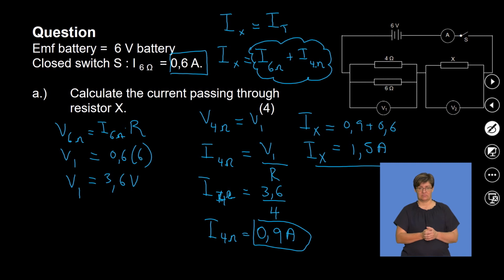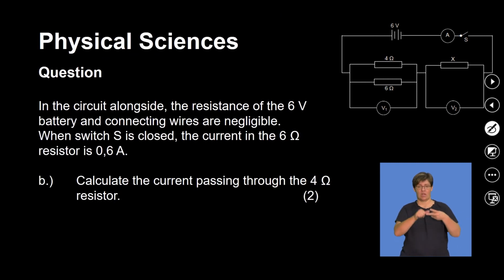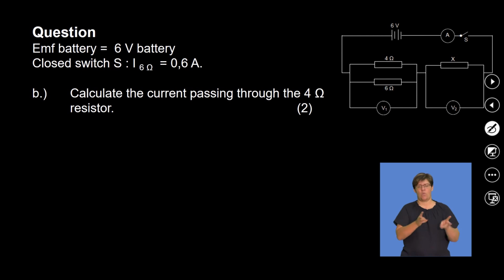Let's go to the follow-up question, which says, calculate the current passing through the 4 ohm resistor. We've actually done that. There are many ways to do it. So the current that goes through the 4 ohm resistor is equal to the voltage across the parallel combination, which is the same as the voltage across 6 ohms, which is V1.